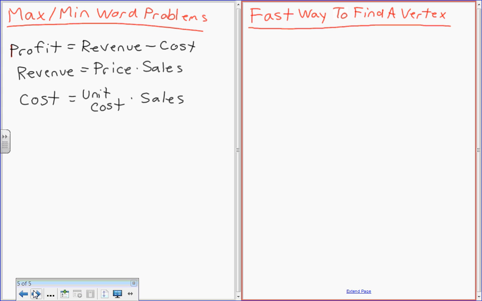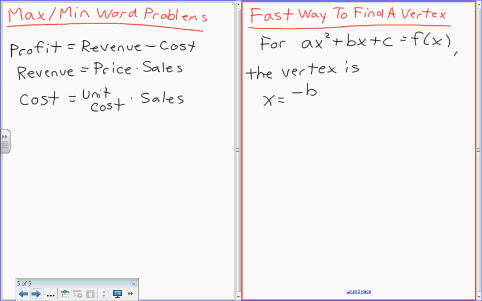So for something in standard form, we're going to say the vertex is x equals negative b over 2a, and y is going to be f of negative b over 2a. And that's all you need to do.